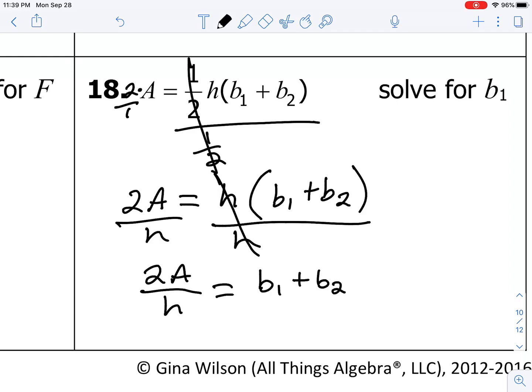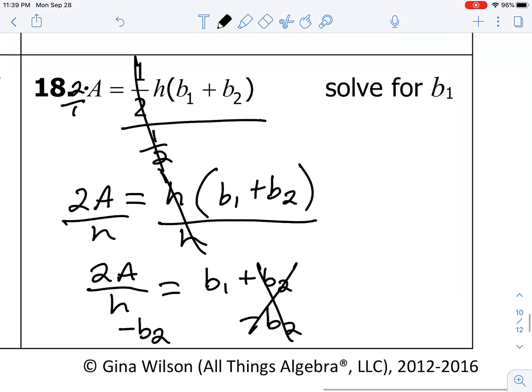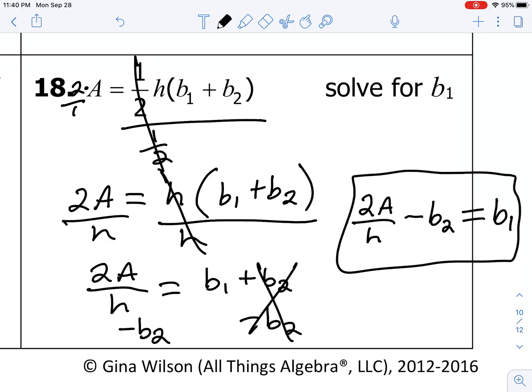So last thing, we are solving for B1, so we need to get rid of the B2. So meaning we're going to subtract B2. All right, and I'm running out of room here. So that's now gone. So on the other side, what I'm going to get is 2a over h minus B2, because remember I just subtracted it, equals, and then the only thing left on the other side is B1. All right, B1 is now by itself. That would be your answer.